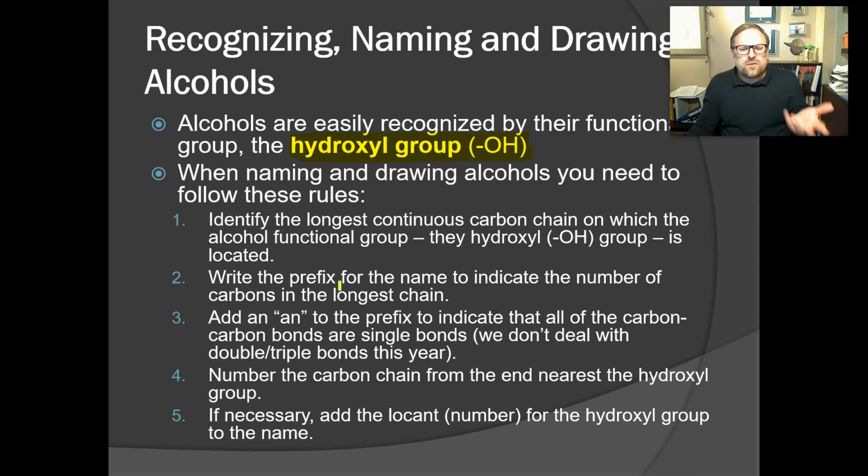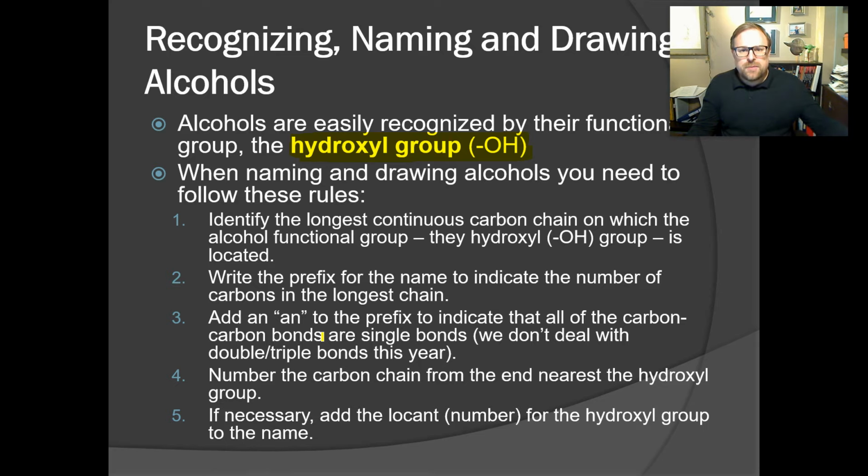Then you write the prefix. If it's 4 carbons long, it's a but. If it's 3 carbons long, it's a prop, right? Add an "an" to the end of that, so it's a propan. Notice that we're not saying propane. We're going propan to indicate that all of the carbon bonds are going to be single bonds. And for us in this class, all of the carbon-carbon bonds will be single bonds.